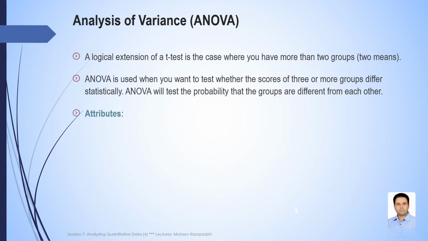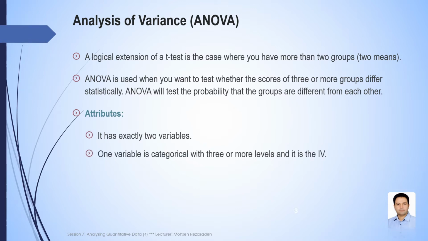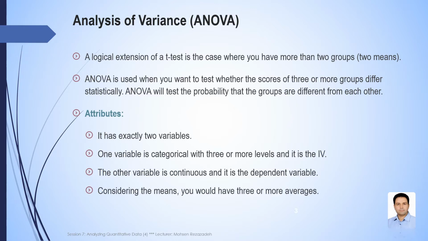Attributes of ANOVA. It has exactly two variables. One variable is categorical with three or more levels, and it is the independent variable. The other variable is continuous, and it is the dependent variable. Considering the means, you would have three or more averages or means. The non-parametric alternative for ANOVA is Kruskal-Wallis test.